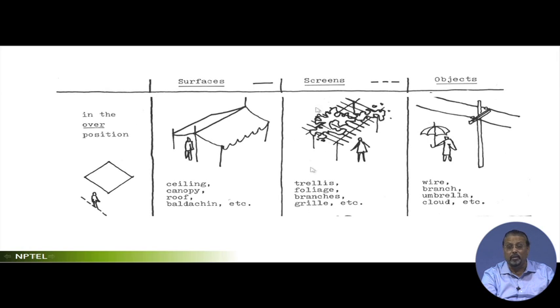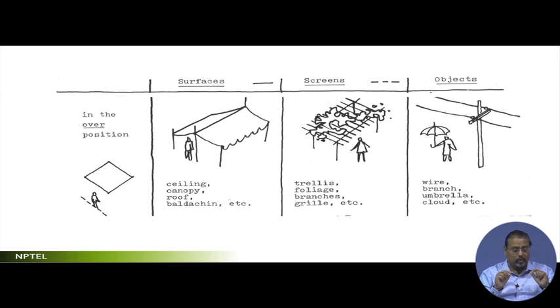They are all screens, that means perforated. And the objects: if you are standing in the midst of a field and you have an umbrella, the umbrella becomes your overt plane. If you are standing next to this particular post without the umbrella, then these cables become your overt plane. So, the point is, what is the strength of these planes? That depends on what material you are using and how you are using it. This point has to be very clear in your mind.